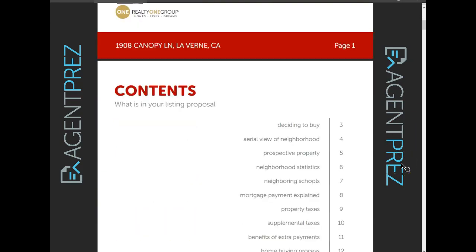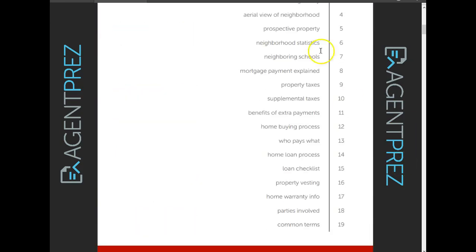Now moving into kind of the contents of the report, right, as you'll see, we have the aerial view of the neighborhood, information about the prospective property, neighborhood statistics, neighboring schools, mortgage payment explained, property taxes, supplemental taxes, benefits of the extra payment, the home buying process, who pays what, the home loan process, the loan checklist, property vesting, home warranty info, parties involved, and common terms.